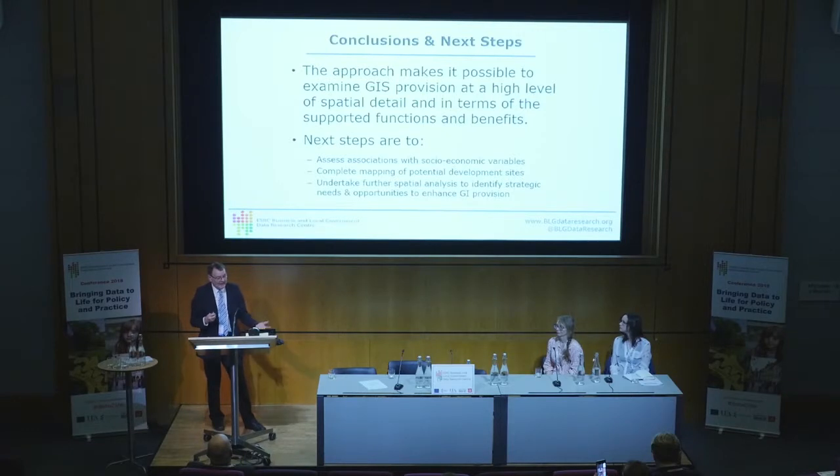Everything that's going into the green infrastructure map, you could map for anywhere else in England. So the kind of approach that we've got here is inherently transferable. And the next step, we've got to start to look at associations with socioeconomic variables, something that's going to be a little bit similar to some of the analyses that Amii described.